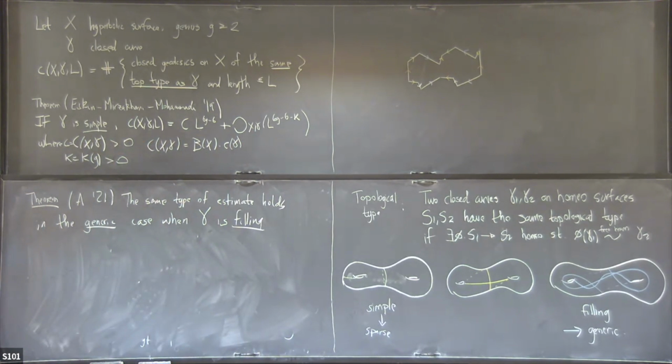When gamma exhausts all the filling classes, do you expect the density to be positive? The density of counting all filling curves? Yeah, you mentioned the Selberg-Margulis theorem. If you do a Selberg-Margulis theorem where you replace primitive by filling, you should be getting exactly the same result. That's sort of what I mean by generic, actually. It covers the whole counting. You don't need more than that. Okay. Thank you for the question.